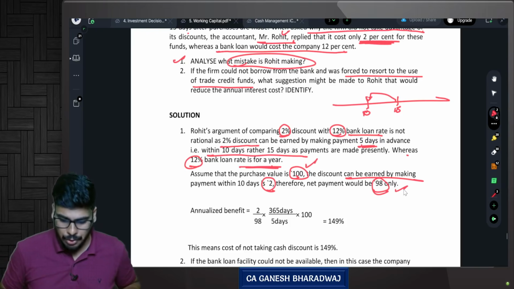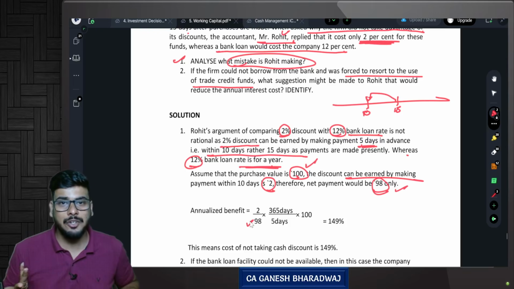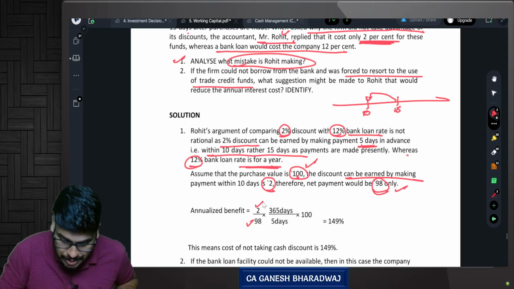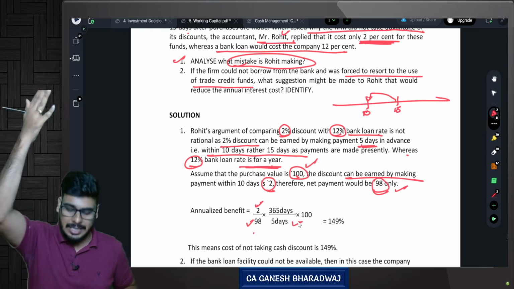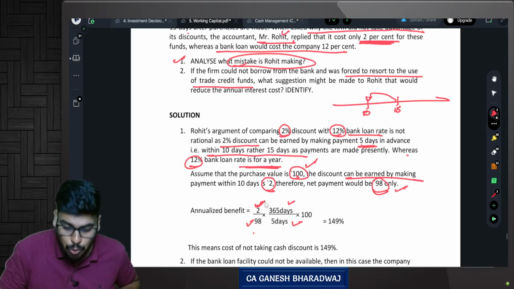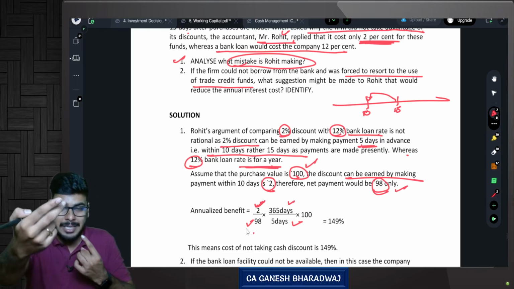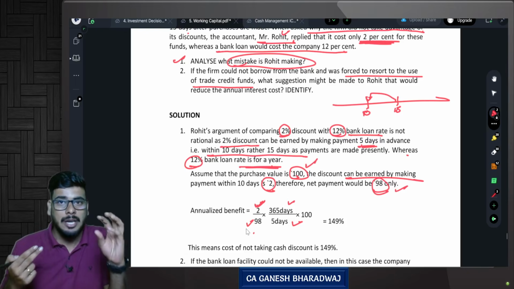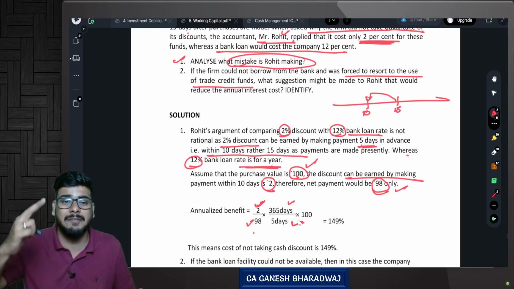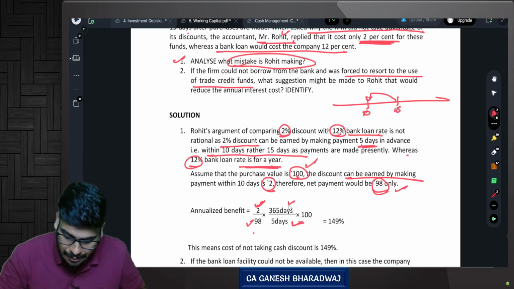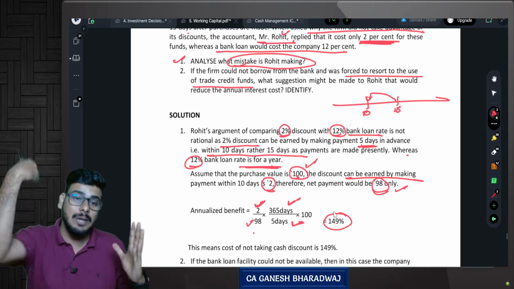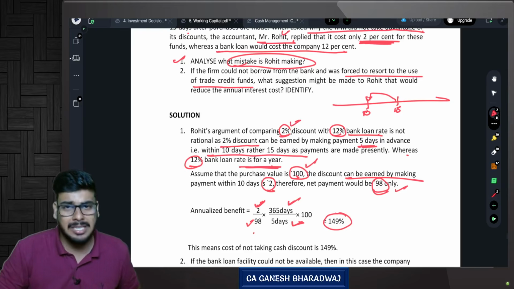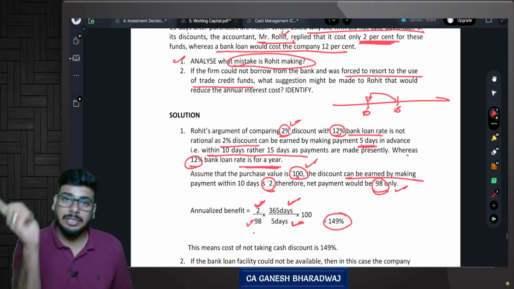Now you tell me how much you have paid. 98 rupees only is the cost for you. Now how much have you saved? 2 rupees you have saved, correct? Now this 2 rupees is the savings for 5 days. So how much is the savings for 365 days? This 2 rupees upon 98. So this 2 rupees is the amount saved for every 98 rupees paid, and this is happening for every 5 days. So how much is your overall savings for 1 year? It is going to be 149 percentage. If you annualize it, technically speaking, this discount can be 2 percentage on the order value.